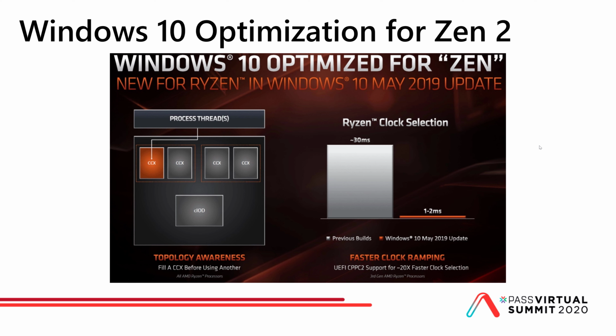Then here's an example of what I was talking about, where the Windows 10 May 2019 update, so Windows 10 version 1903, has these improvements to the scheduler on the left side, and on the right side there's this thing called CPPC2 support, which means that it ramps up the clock speed in 1 to 2 milliseconds instead of roughly 30 milliseconds. So that's going to make your system a lot more responsive. If you're one of those people who's got Windows 10, but you're on a really old build of Windows 10, you want to at least get on version 1903 if you're going to be running an AMD processor.